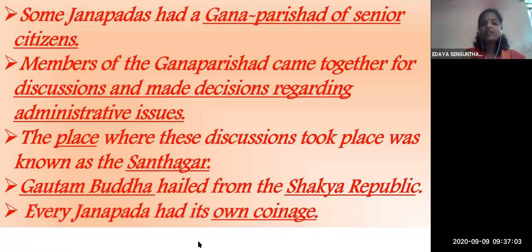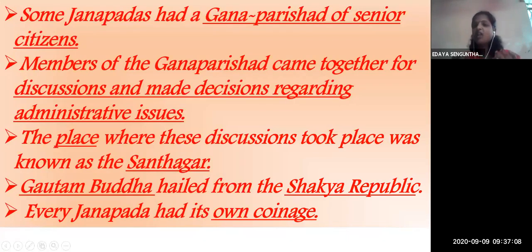Every Janapada had its own coinage. So today we have currency, notes, coins and all. But at that time too, they used coinage. Coinage means gold coins, copper coins, or silver coins. Each and every Janapada had its own coinage for trade and commerce.